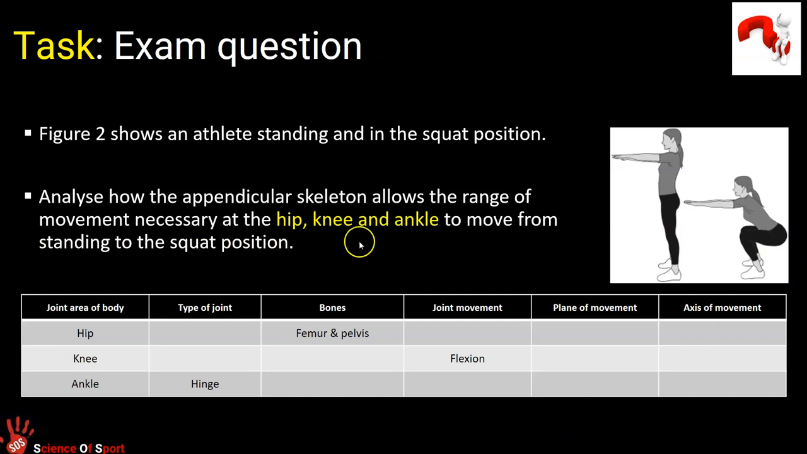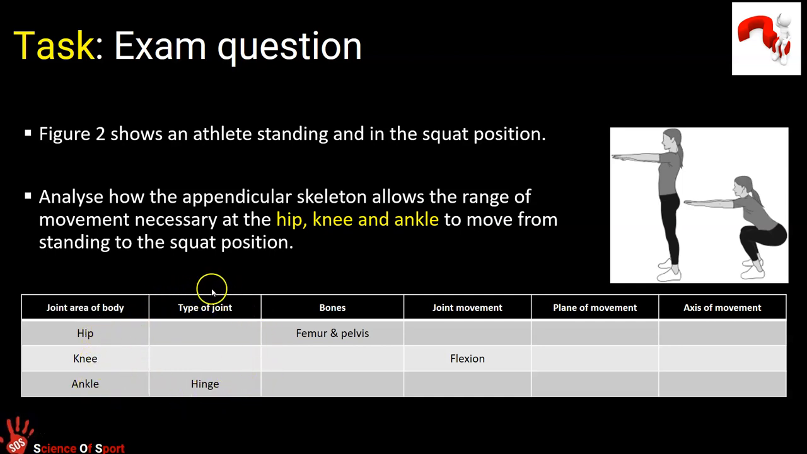The next task for you to do is to analyse this image here. So this image demonstrates a standing squat or a squat from the standing position. What you've got to do is look at the limbs, which is the appendicular skeleton, the limbs, the arms and the legs, and you've got to analyse what's going on at the hip, the knee and the ankle joint only. I've just asked you specifically to look at those. And the movement is from standing to the squat, so the lowering phase of a squat. So when the lowering action is happening, what's happening at the hip, knee and ankle joint?